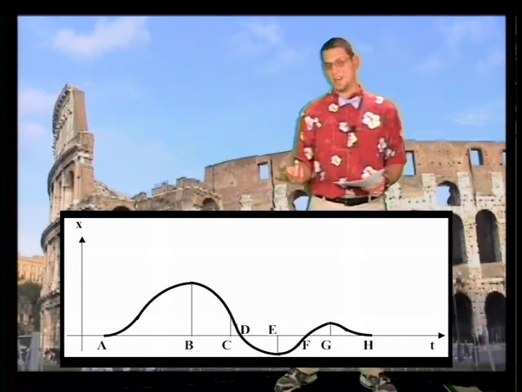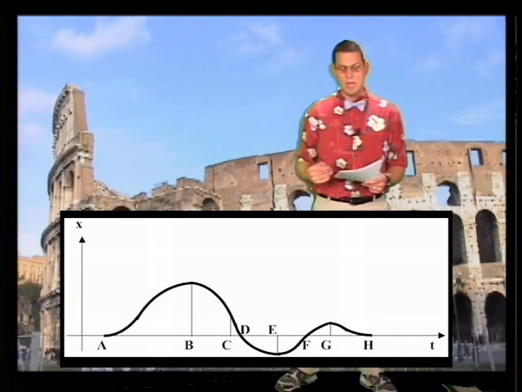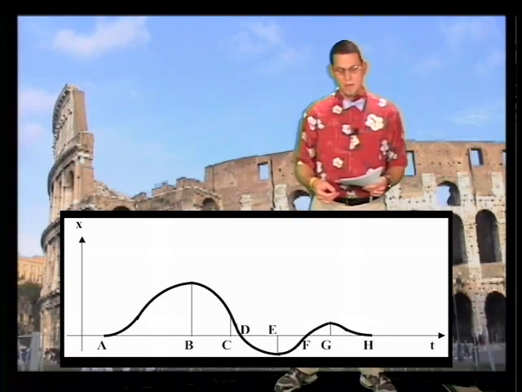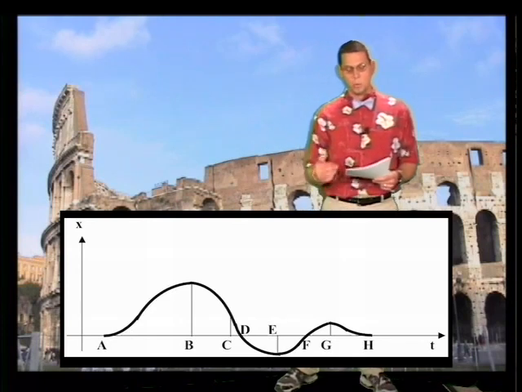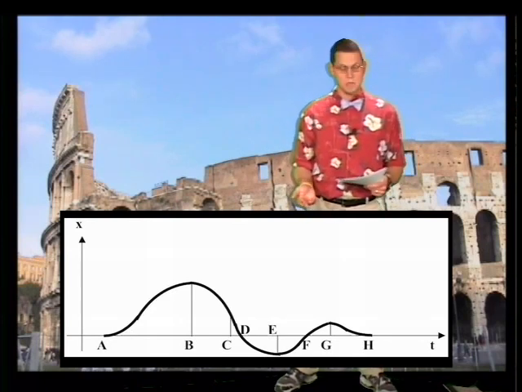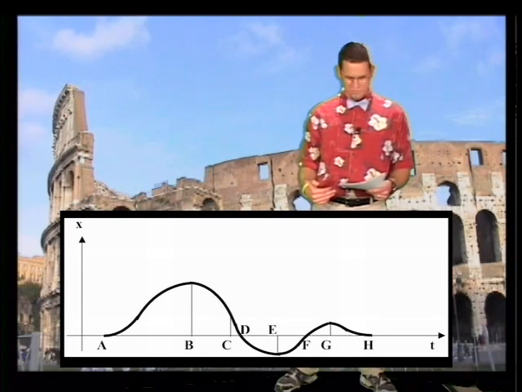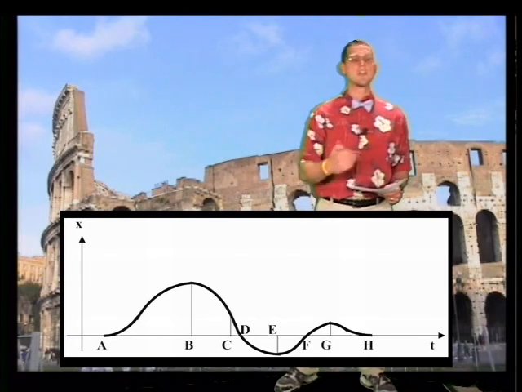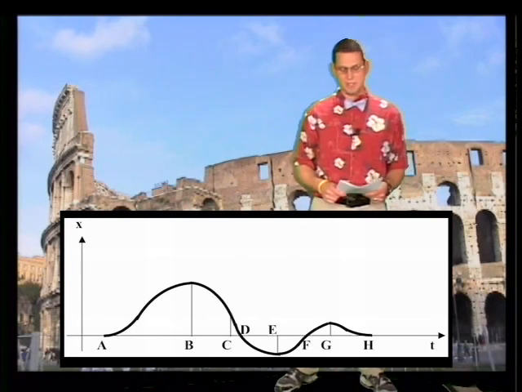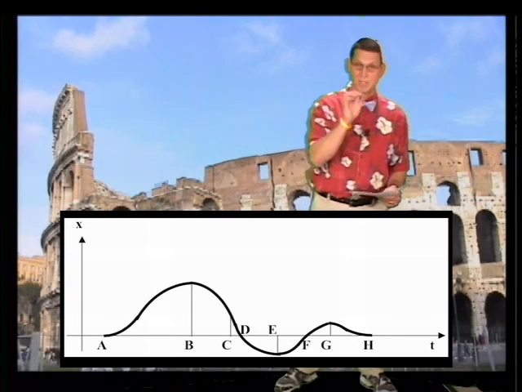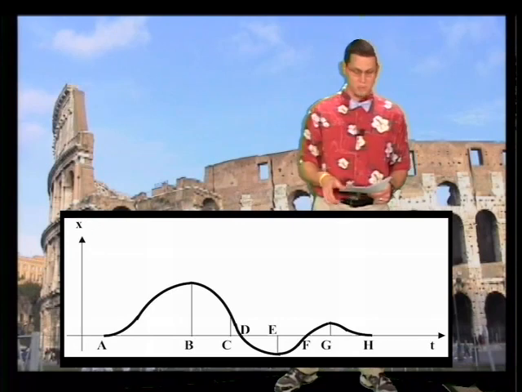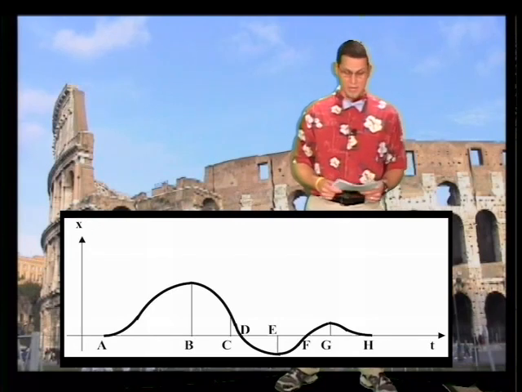Well, the three candidates are B, E, and G. But notice that B is taller than G on the graph, so it can't be G. What about B and E? Well, E is quite a bit away from the x-axis, but B is further away from the x-axis. So the answer is the gladiator is moving at the fastest velocity or the fastest speed in the positive direction at B. Okay? Got it?